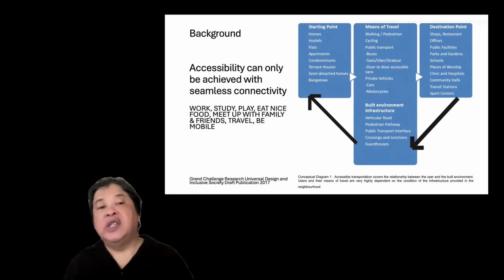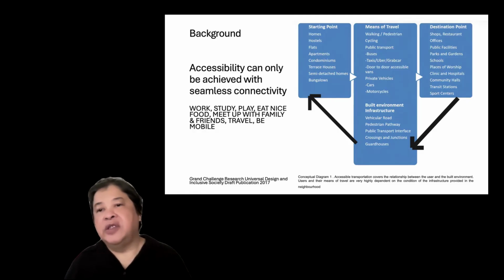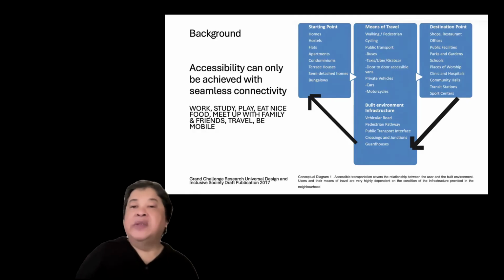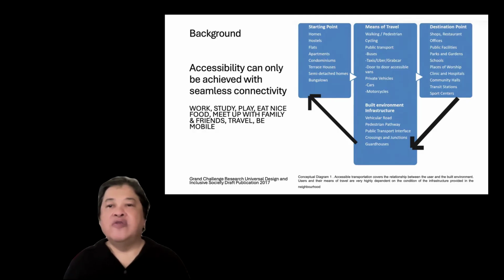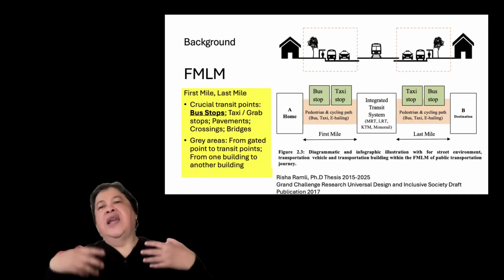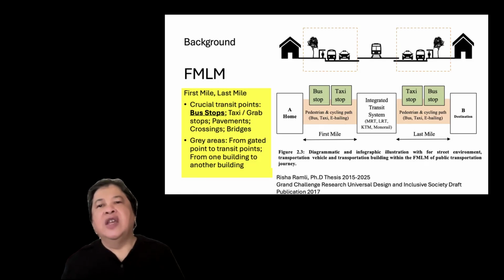and even guardhouses. Then you reach your destination: offices and public facilities for work, parks and gardens for recreation, schools to study, places of worship to pray, clinics and hospitals for treatment, community halls if there is an event, and another transit station, like a railway station, to travel onward. And then you also have other recreational areas such as sports centers. So this is an everyday thing, something we expect to be doing, meeting people and going about independently.